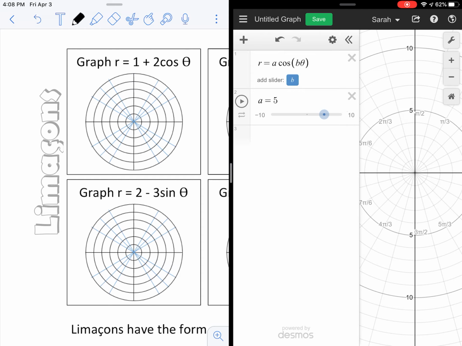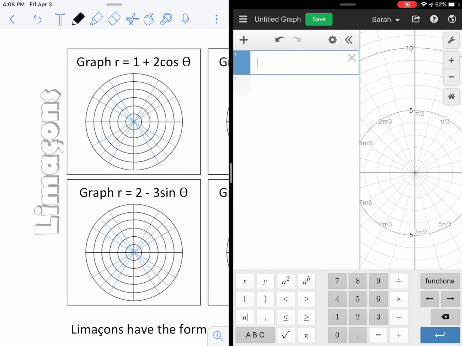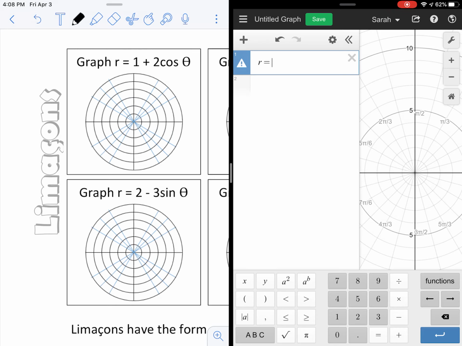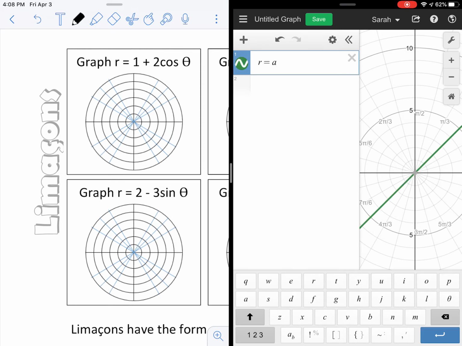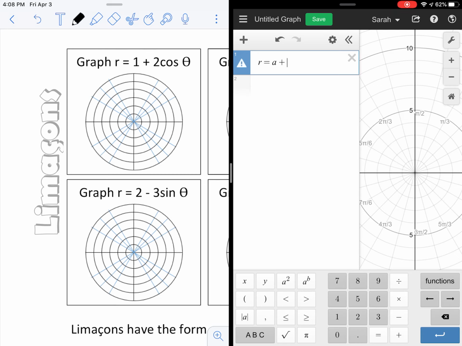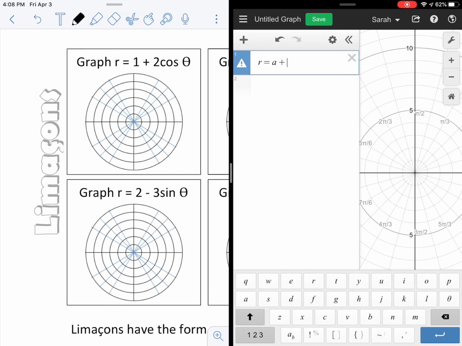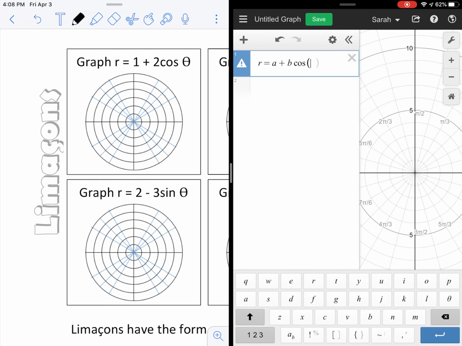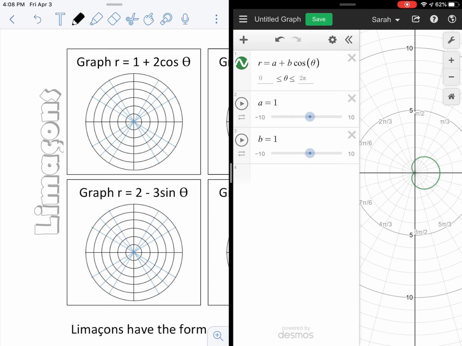If you want to do this, we can just remove these sliders by clicking the X. And if you even want to just remove that, and then to type in this new equation, you can put the r equals, and then you can say a, and then we can put plus b, and then we can put the cosine. So we can go to our functions. We can put in cosine and then the theta. And then we can add a slider for all.